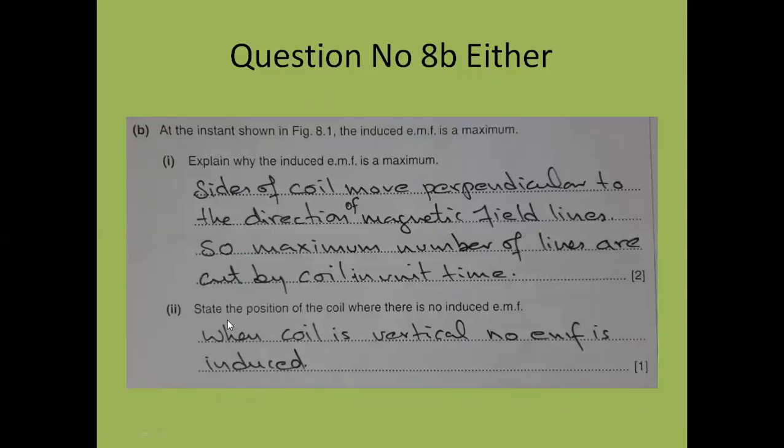The next question is: state the position of the coil where there is no induced EMF. When the coil goes into the vertical position, for a moment the sides of the coil move parallel to the direction of the field, so they do not cut the magnetic lines of force. So no EMF is induced. So when the coil is vertical, no EMF is induced.